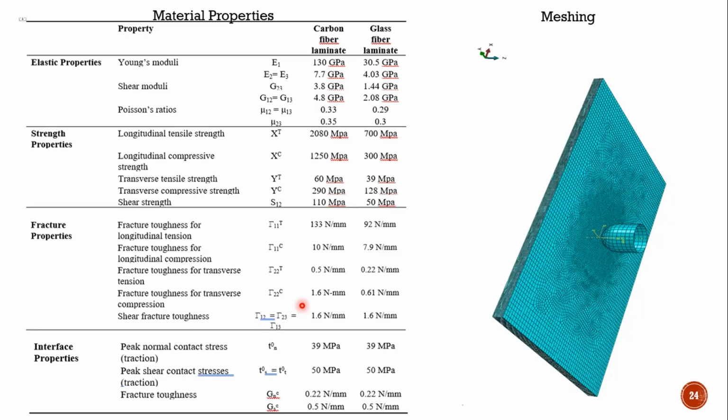So we need to give interfacial properties, because from one lamina to another lamina there will be some behavior at the interface. So we need to define those properties as well. And then we go for meshing of our problem.